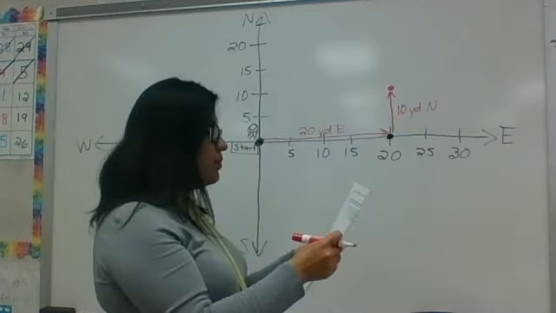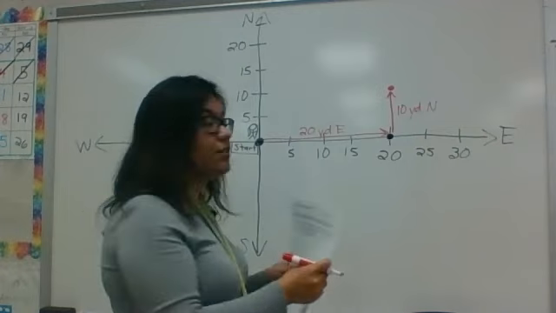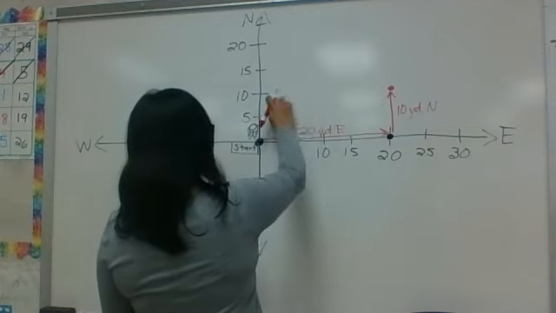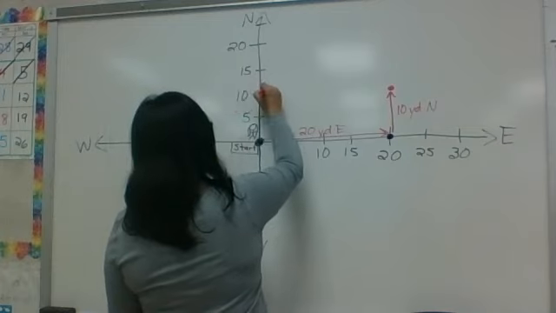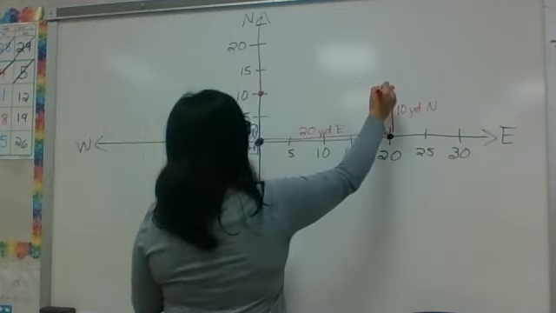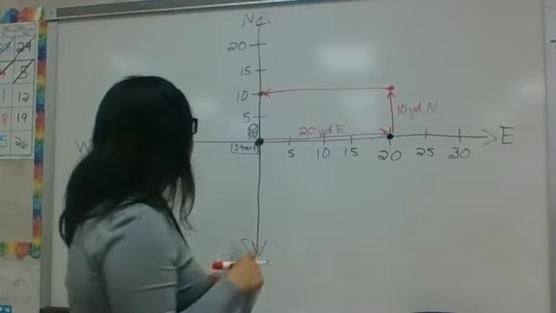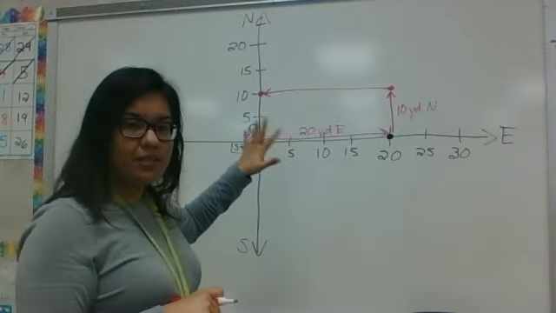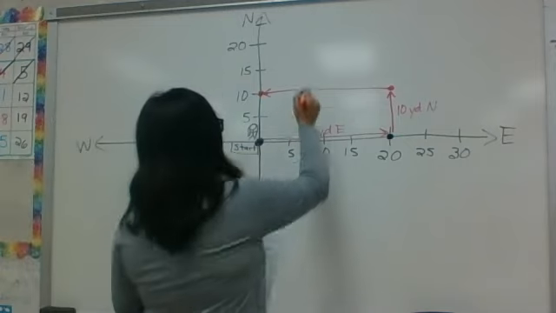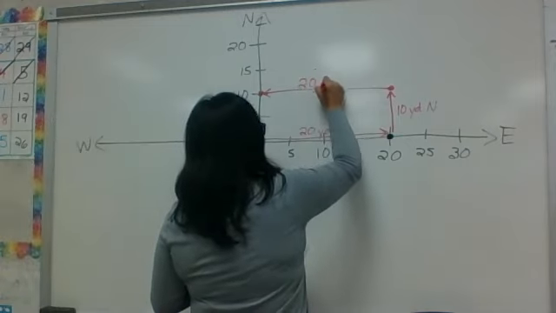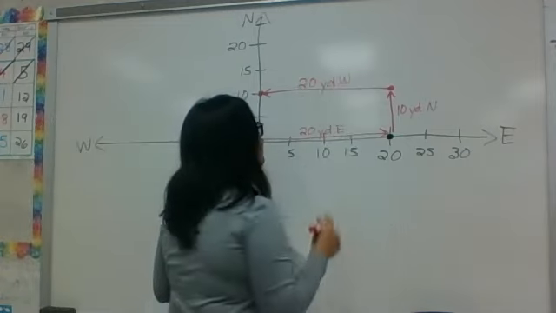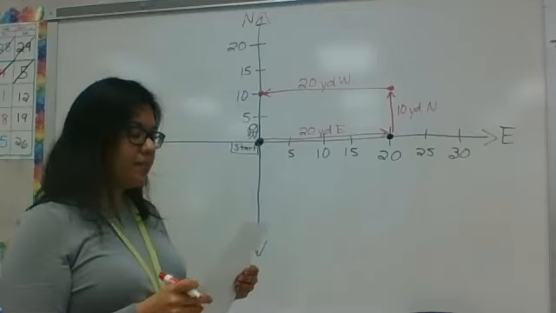Then we're told that she moves 20 yards west. So again, we're going to move in this direction, and she's going to end up back over here on the y-axis. And again, we're going to draw that arrow. And don't worry if everything isn't perfectly straight. That's okay, it happens. And then we're going to label that 20 yards west, okay?